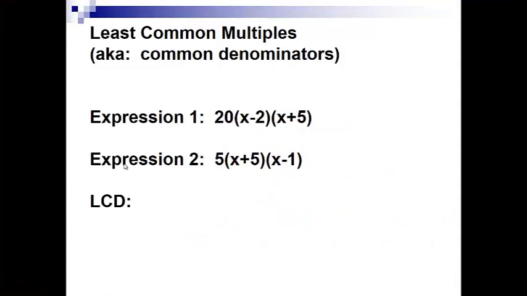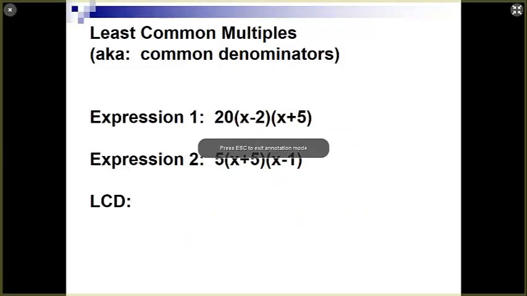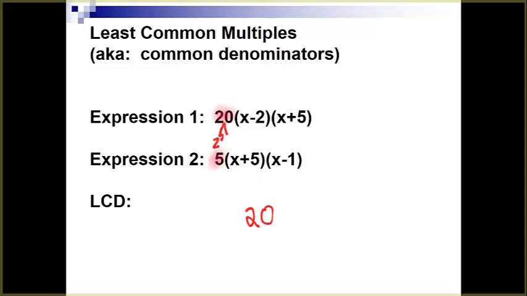Guys, if you want to pause the video and try this on your own, you can do that, or I'm just going to go through it and do the different parts. So 20 and 5. The number that both of those go into is 20. And again, you can break it down, and you have the 2 squared and the 5. The highest exponent of 2 squared from both of them is 2 squared. And then the highest exponent of 5 is 5. 2 squared times 5 gives you 20. So that part is done.